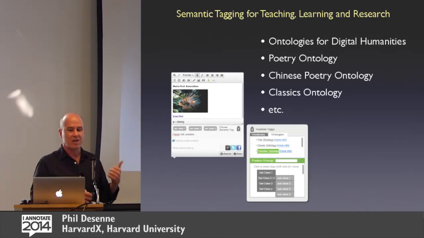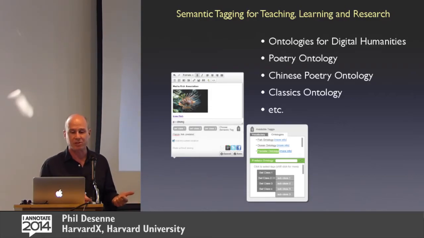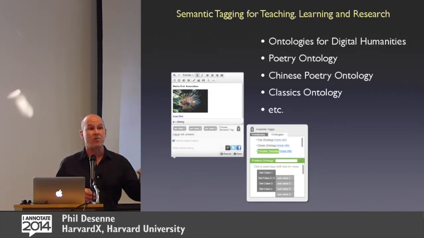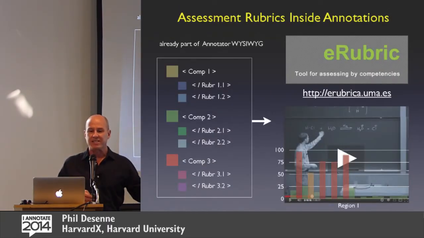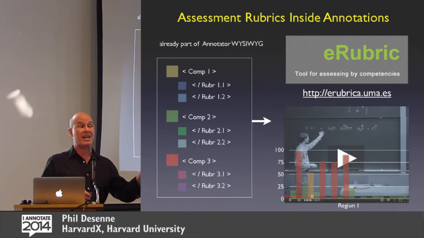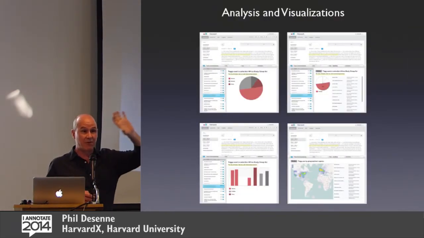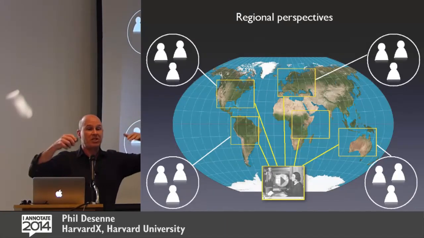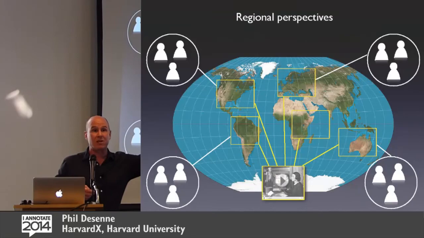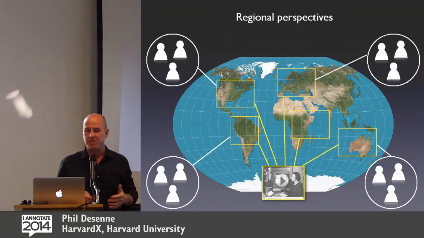Then semantic tagging for teaching and research. We are already starting to work with ontologies for digital humanities. We're starting to create poetry ontologies, Chinese poetry ontologies, and classics ontologies, to tag content semantically. Also thinking about assessment rubrics inside of Annotator, bringing in the capability of creating assessments directly in an annotation. Then analysis and visualizations, looking at different patterns, how people have been using tags, and looking at regional perspectives. So how do people comment on one text from Africa, from Asia, looking at those different perspectives.